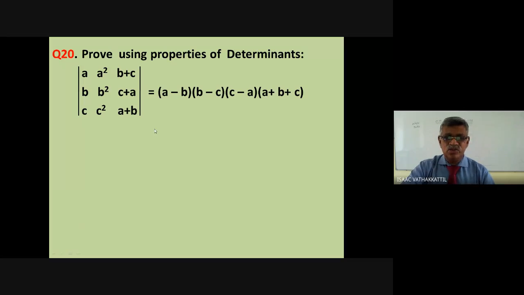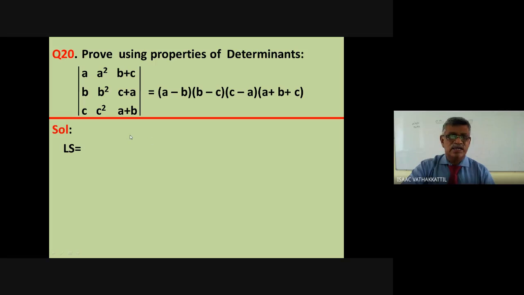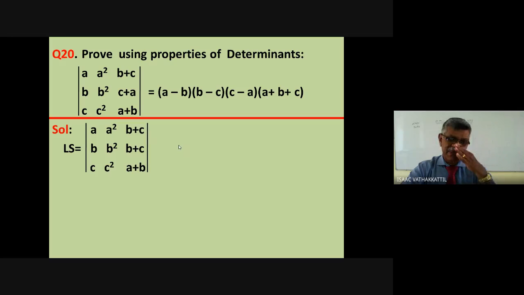This is similar to a question which you asked me. Let's see how we get along with this. Take the left side. Can you guess the first step? Simple, very simple. You can observe. Can anyone tell me the first step? You are going to get a plus b plus c as a factor in the first step. What is that? C3 changes to C3 plus C1. You get a plus b plus c in column 3.